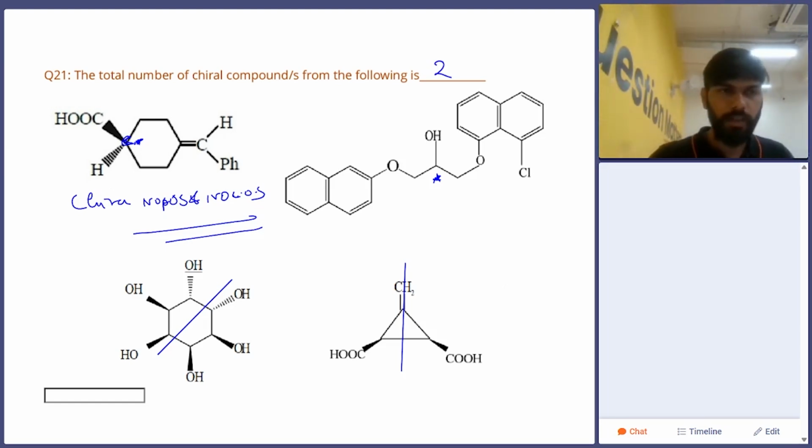Okay, for this question, if there is a plane of symmetry or a center of symmetry, the compound does not show chirality. For chirality there must be no plane of symmetry, no center of symmetry, and a chiral carbon that is combined with 4 different groups.